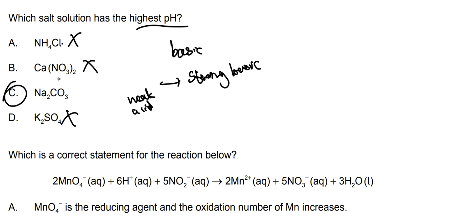This is going to result in anion hydrolysis. Let me write that a bit better. My handwriting sucks. Anion hydrolysis. Gotta work on my handwriting. Anion hydrolysis, and in this case, the anion is going to act as a strong base, and it's going to lead to a much higher pH than these others. So C is the correct answer.